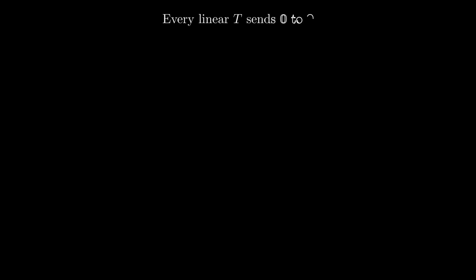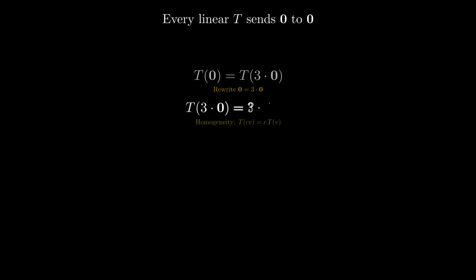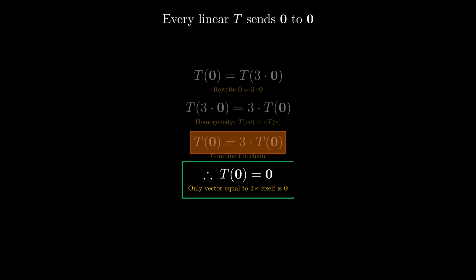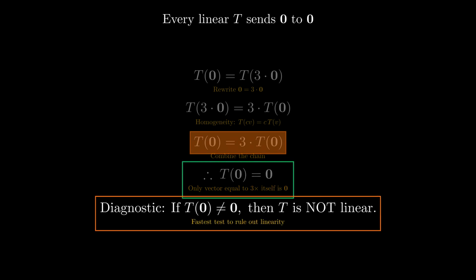An immediate consequence, every linear transformation sends the 0 vector to the 0 vector. Watch this. T of 0 equals T of 3 times 0. By the homogeneity rule, this equals 3 times T of 0. But the only vector equal to 3 times itself is the 0 vector. So T of 0 must be 0. This gives you the fastest diagnostic in all of linear algebra. If a transformation moves the origin, it cannot be linear.